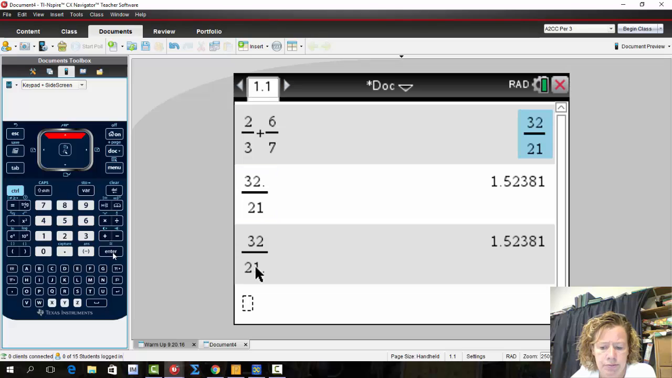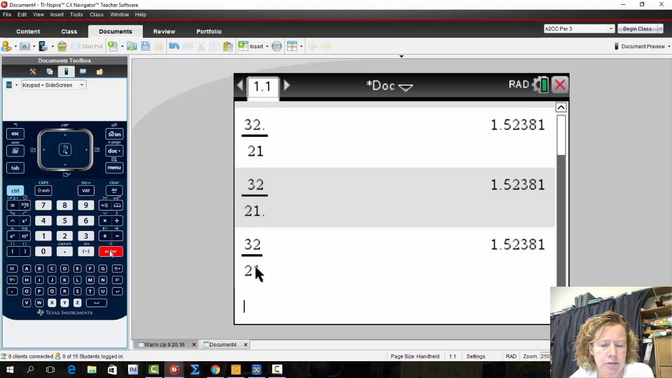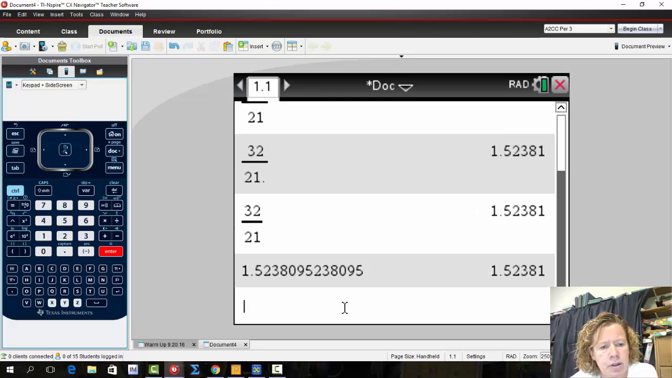Some people prefer to use the control enter because that symbol's approximately, and it does the same thing. You're getting the same answers. There's 3 to 5 ways to do anything on this nSpire. If you copy that final answer down, it will show it to you less rounded, and that's a good idea.